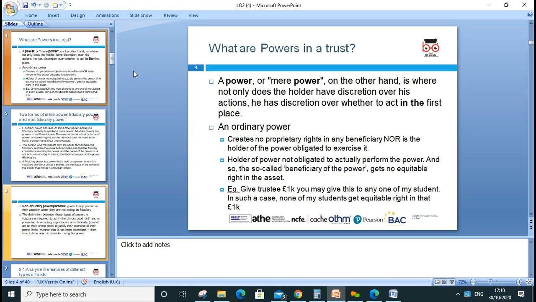So the so-called beneficiary of a power has no equitable right in the asset. They don't have a right in the asset. For example, I give the trustee 1K and say you may give this to any one of my students. In such a case, none of my students gets an equitable right in that 1K. Any questions? Are we okay?